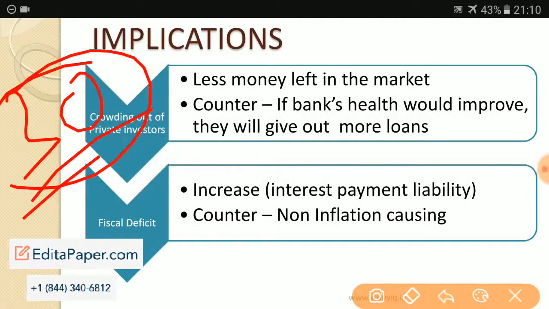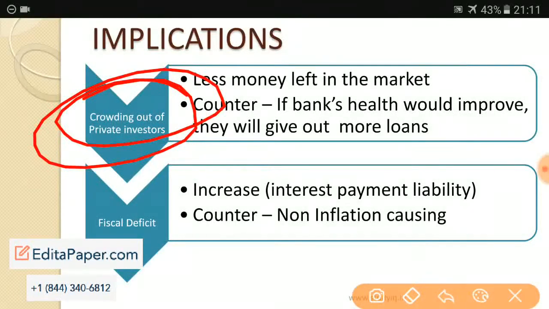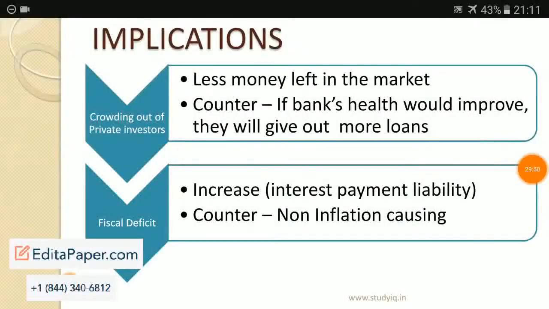So the government says once the health of the banks improves, they would give out more loans to the private sector. That is, an additional 155 rupees would be given to the private sector. As a result, this increased credit growth, this increase in the loans, would balance out the crowding out impact. So the government says that even though this crowding out impact would be a short-term phenomenon, in the long run the corporates, the people would get more loans from the bank, and that would be beneficial for them. So this is the one implication that we have seen. The second implication is the fiscal deficit.